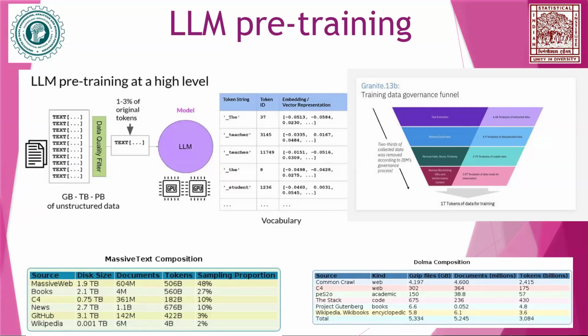I mean, there are millions of sites. If you are able to automatically scrape those websites and put the text in some files, that would be a huge corpus. But it turns out that only 1 to 3% of the original tokens are useful because of various reasons. So just a raw token is not good enough.